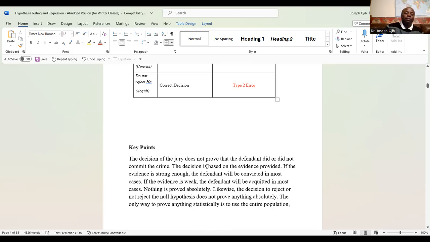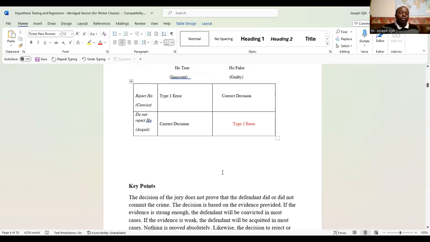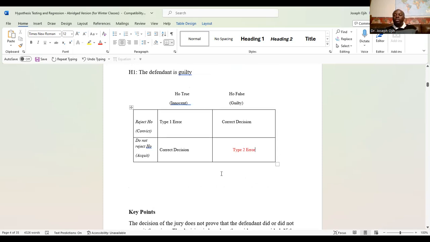Now remember that the decision of the jury does not prove that the defendant committed the crime or not. The decision is always based on the evidence that is provided. So if the evidence is too strong, then they can be convicted in most cases. Anyway, I think you get the point. Any question on this?